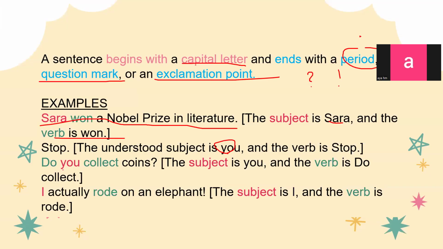So here, do you collect coins? The subject is you, and do collect is the verb. And here we have, I actually rode on an elephant. I is the subject, and the verb is rode. Okay.